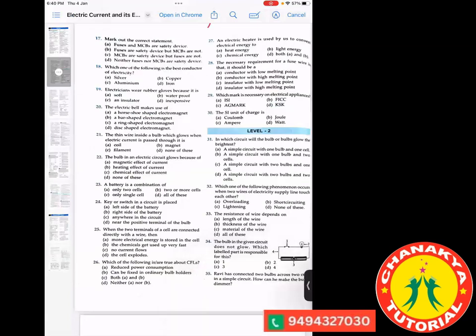Okay, Anubhav, start with question number 21. Yes, ma'am. In question number 21, the thin wire inside a bulb which glows when electric current is passed through it is filament. Correct. It is filament.